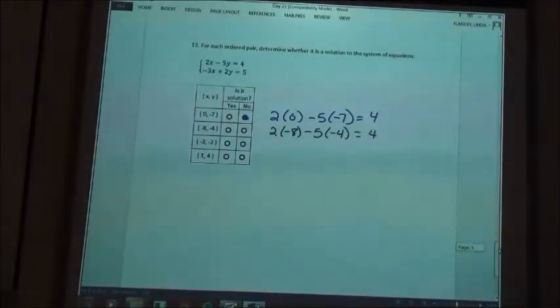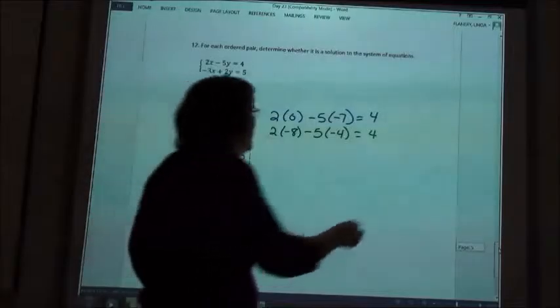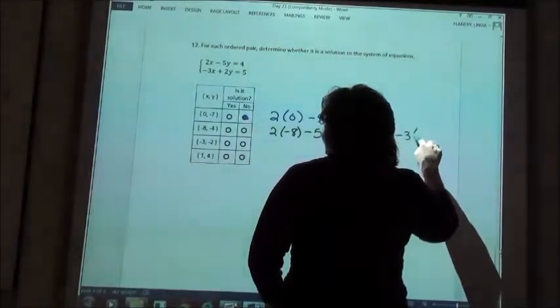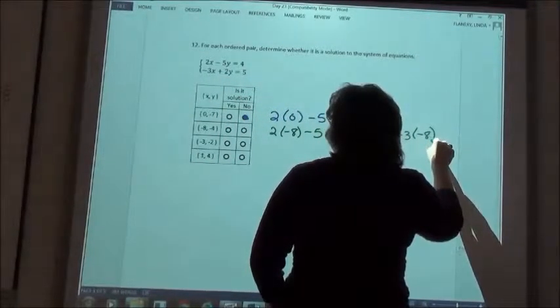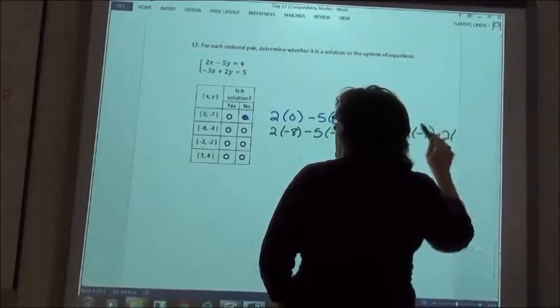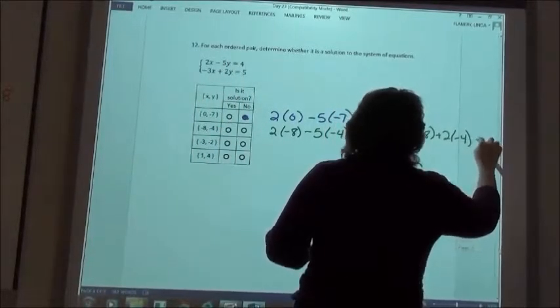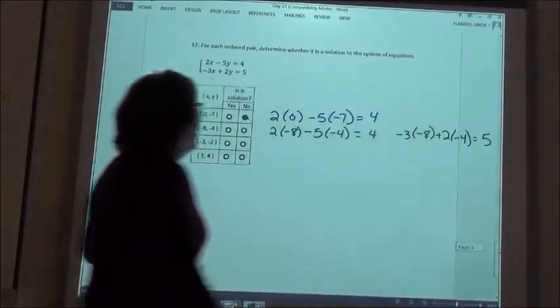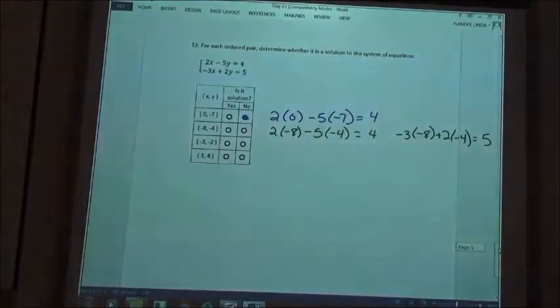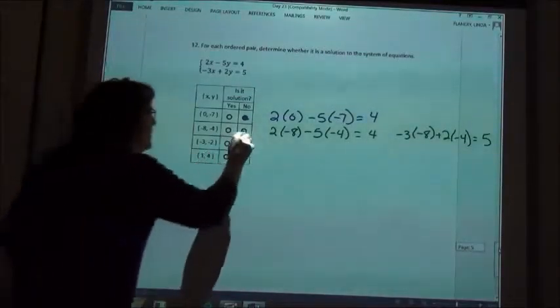So now we've got to check the second equation. So negative 3 times negative 8 plus 2 times my y value, negative 4. Does that equal 5? 16. It equals 16, so it doesn't equal 5. It's a no.